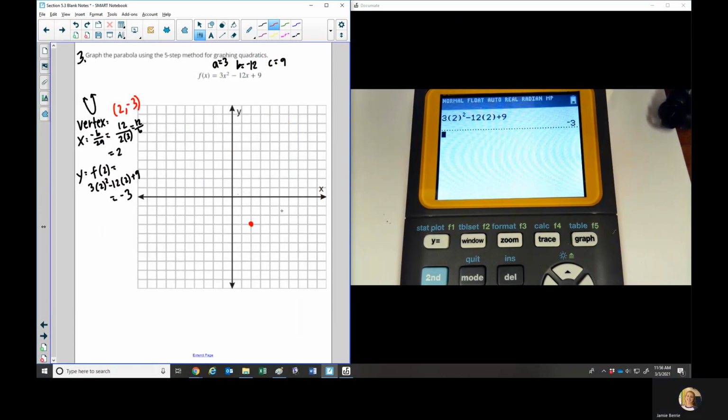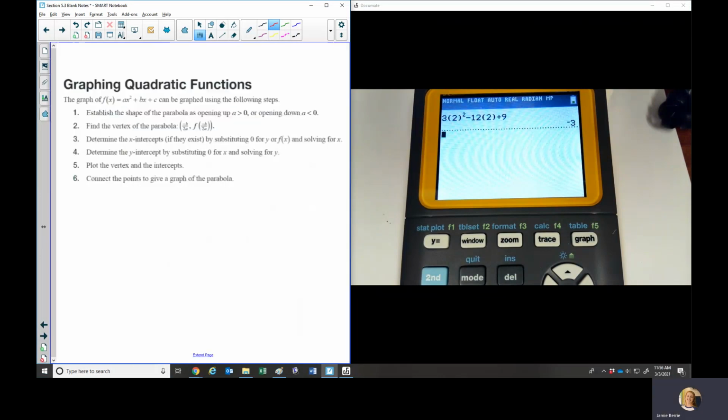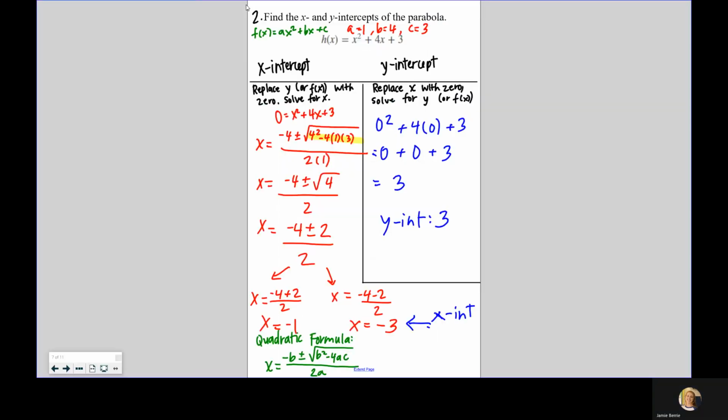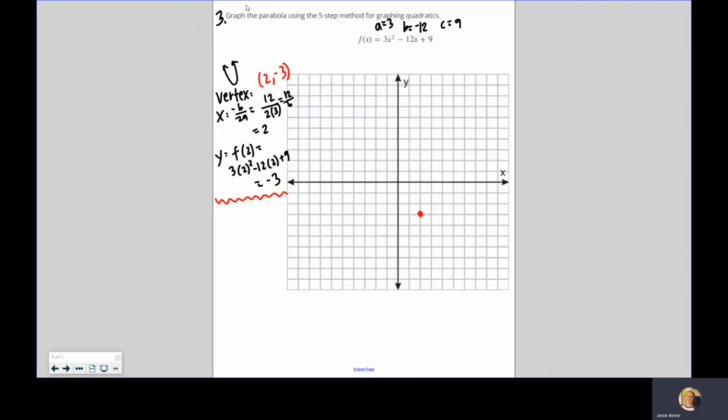Okay. I think I'm actually going to show you all a little trick to make this a little bit easier. Sorry, let's see if I can get on here correctly. If you remember, it was easier to find the y-intercept. So let's find that first. We're going to find the y-intercept.